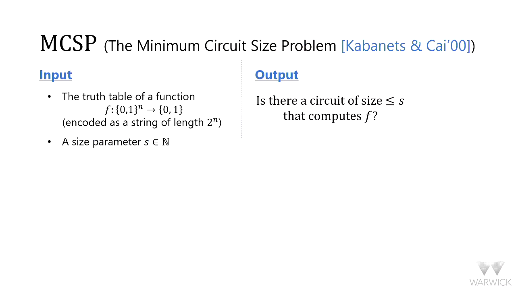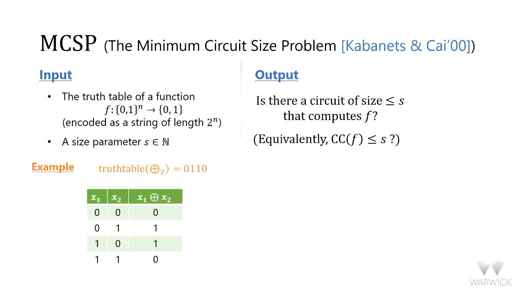To be more concrete, let's introduce a representative example of a metacomputation problem, which is MCSP. MCSP stands for the minimum circuit size problem, and this is formally defined as follows. You are given the truth table of a Boolean function, which can be encoded as a string of length 2 to the n, and you are also given a size parameter s, and your task is to decide whether there is a circuit of size at most s that computes the function. Equivalently, this problem asks whether the circuit complexity of a given function is at most s or not.